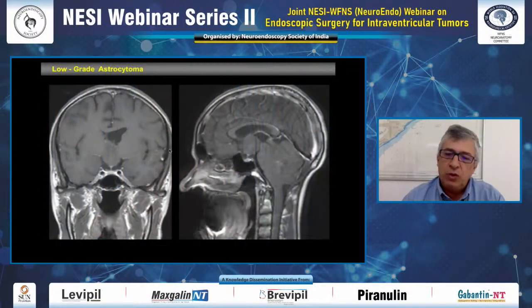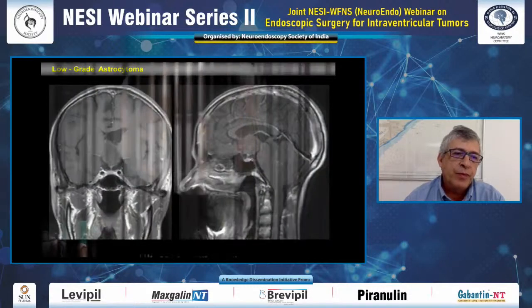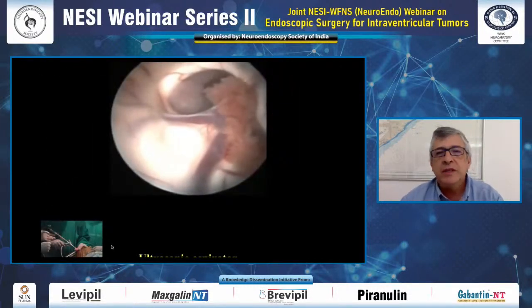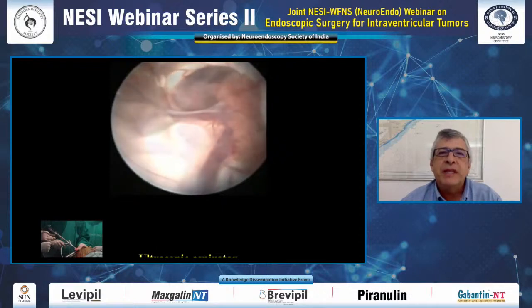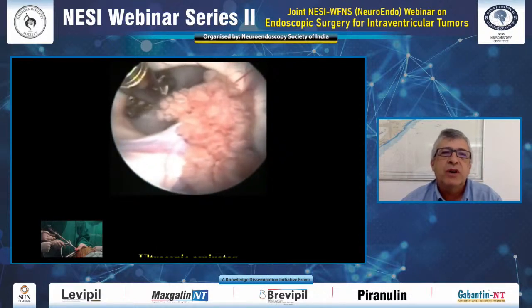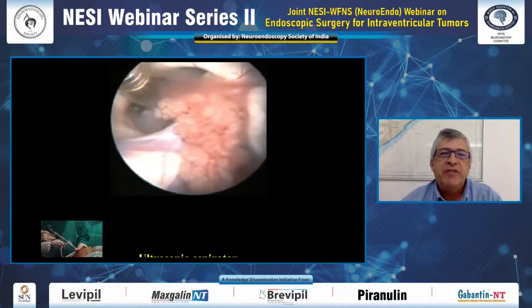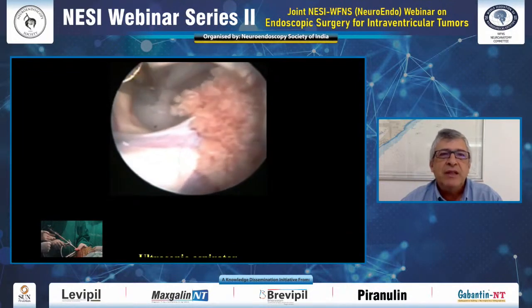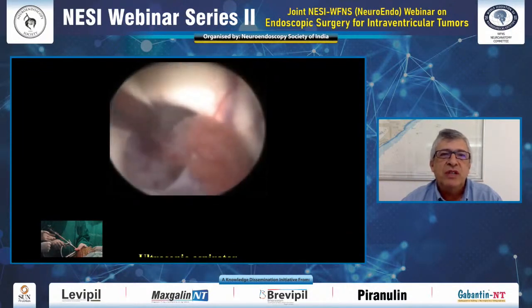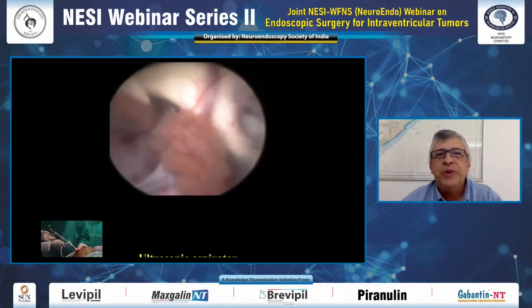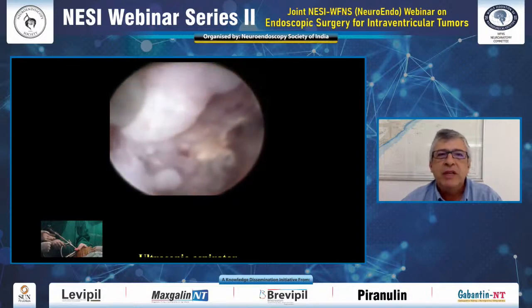And look at this kind of tumor. It's an astrocytoma. And look at this Monro foramen dilatation. It's a third ventricle astrocytoma, a PC4 pathology. Then you insert the ultrasonic device, and with this machine, it's possible to completely aspirate this tumor, not bleeding a lot.